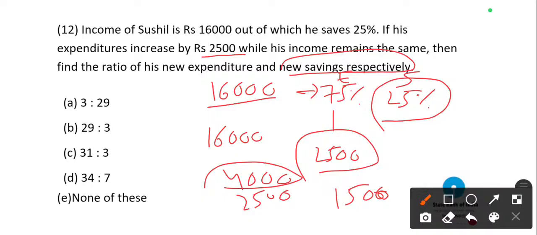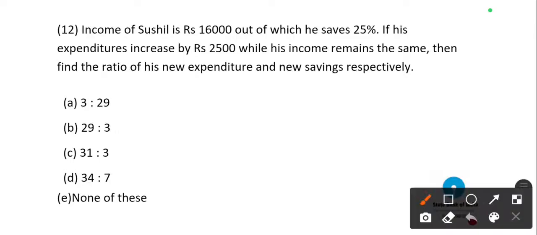The question asked is to find the ratio of the new expenditure to the new savings. New expenditure will be 75%, that means 3/4 of 16,000. 4,000 3 times is 12,000. This is his savings, 1500. So we got... wait a second, is there any mistake I made? I think I have made some mistake. Let me cross check one more time. Does anyone got the answer? 29:3. Lalita got the answer.